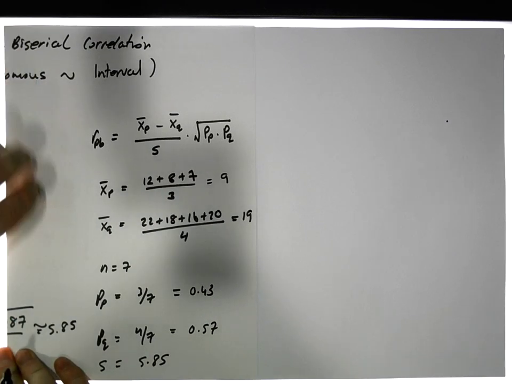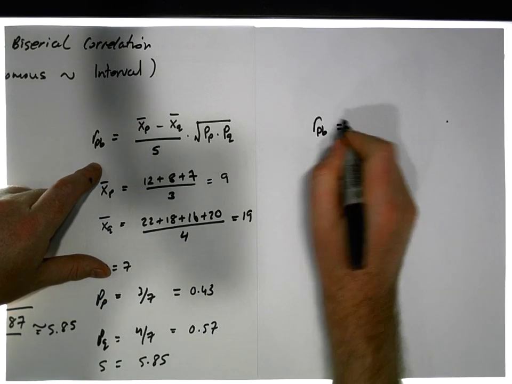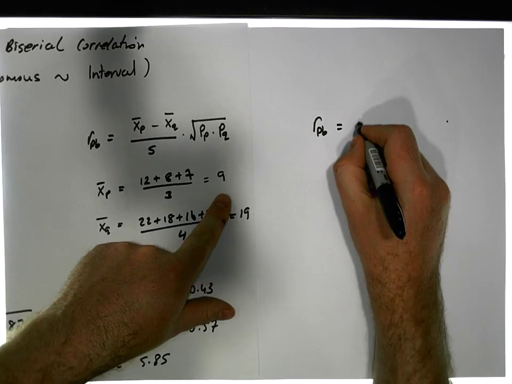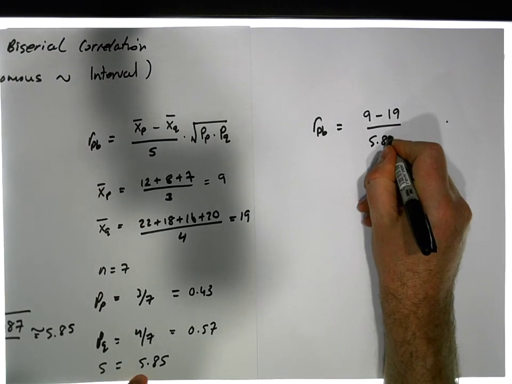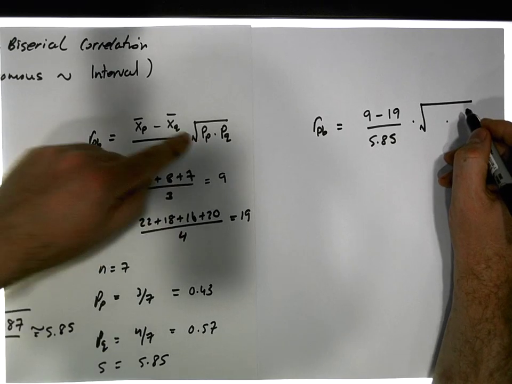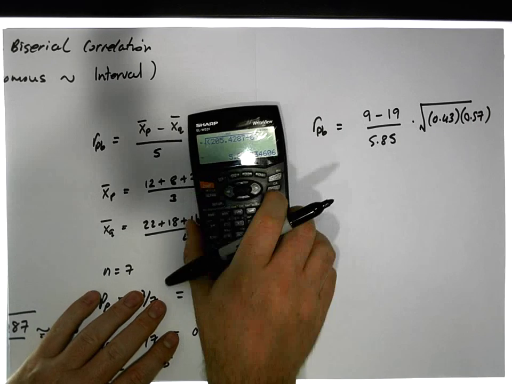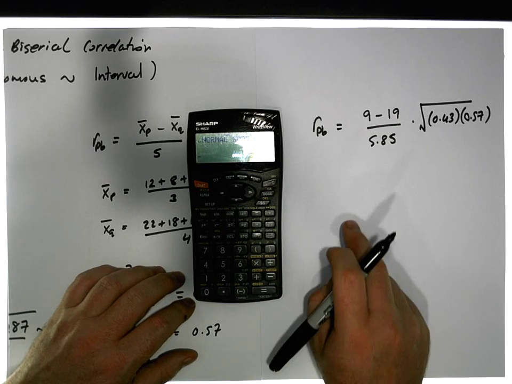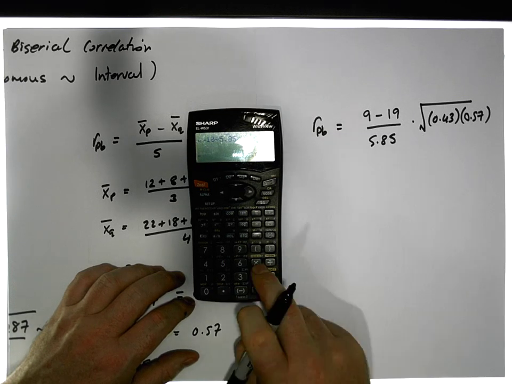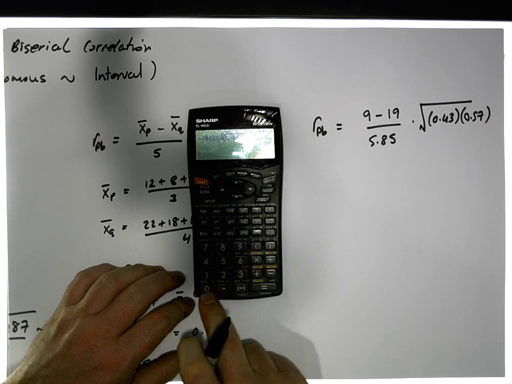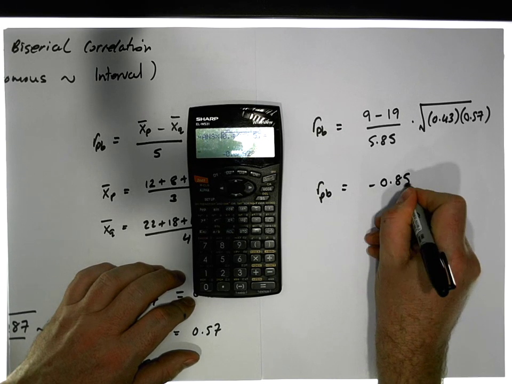So now we're in a position to calculate the point-biserial correlation, which is the correlation between a dichotomous variable and an interval variable. The correlation, or PB for point-biserial, is the average of the first group, which is 9, minus the average of the second, which is 19, divided by the standard deviation of the interval variable, 5.85, multiplied by the square root of the first proportion, 0.43, times the second proportion, 0.57. That's negative 10 divided by 5.85, multiplied by the square root of 0.43 times 0.57, which gives us r PB of minus 0.85, and that's our correlation coefficient.